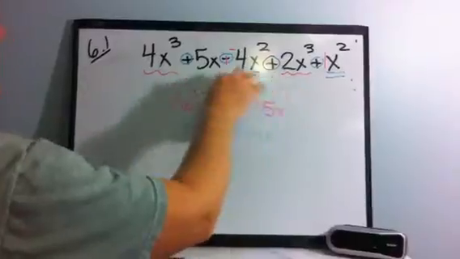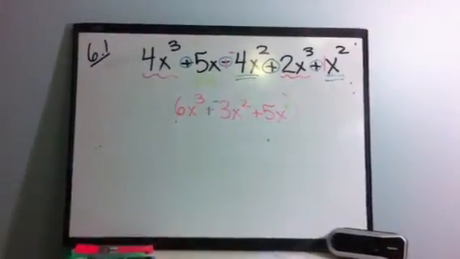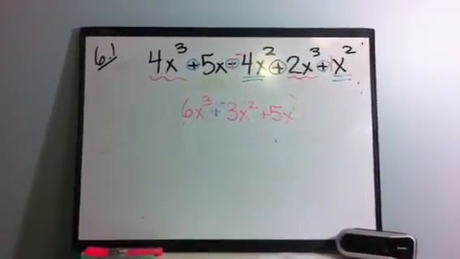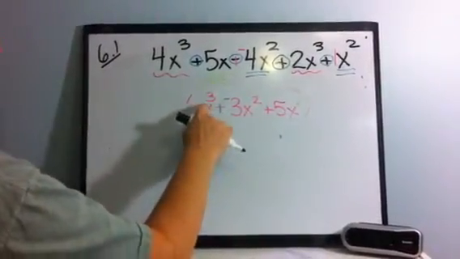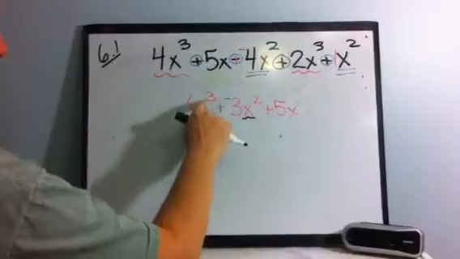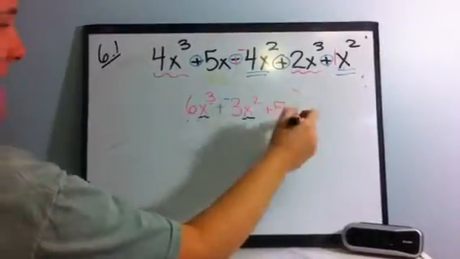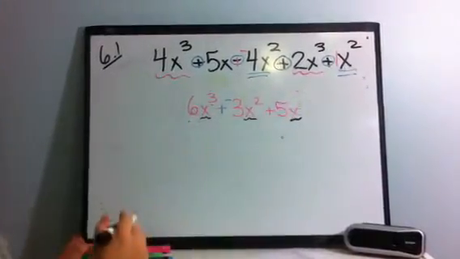This problem is written in descending order. And that's how you want to simplify your answer with polynomials. Notice again, if I look just at my variable and exponent, I have x to the third, x squareds, and now these are x to the first.